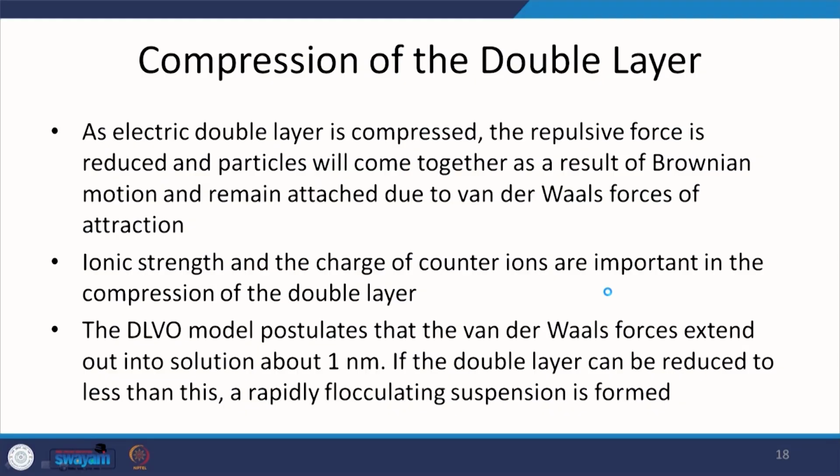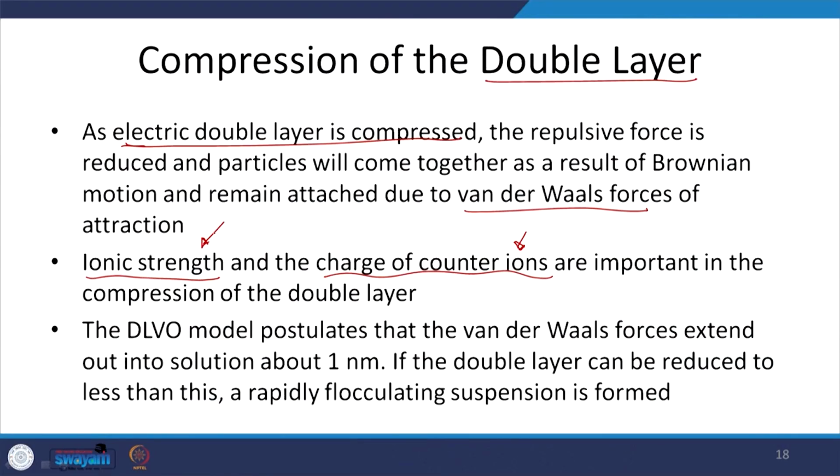So coagulation mechanism, this is what we just discussed earlier. What do we want? I want to see to it that the electrical double layer thickness is decreased or compressed. And then van der Waals forces of attraction will take over and the particles will come together. What is important here? As I mentioned, ionic strength and the charge of the counter ion are important. The greater the charge density of the counter ion, the relatively smaller the electrical double layer thickness will be. So two aspects, ionic strength and the charge of the counter ion.